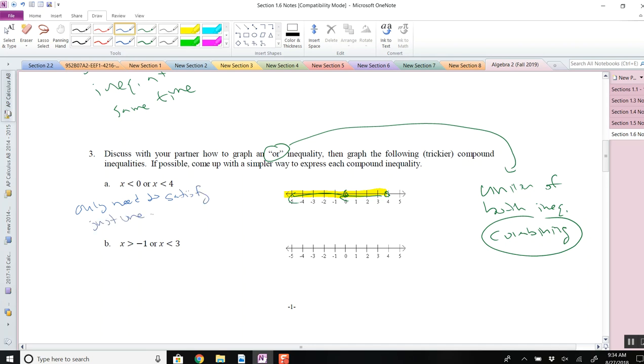just one inequality. It's kind of like saying if you go to a restaurant, I'm going to have chicken or steak. You'd be happy with either one. If you get both, yeah, that's awesome too. But you only need one. Only need to satisfy just one inequality, but both is fine.